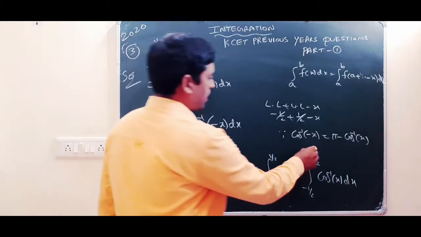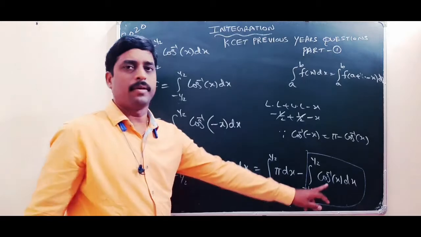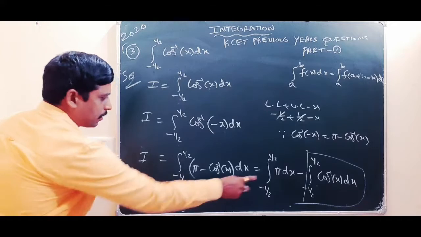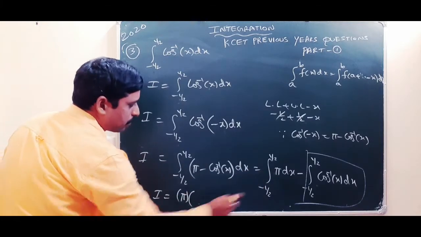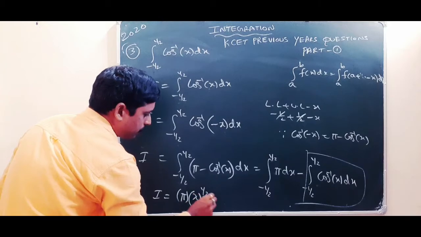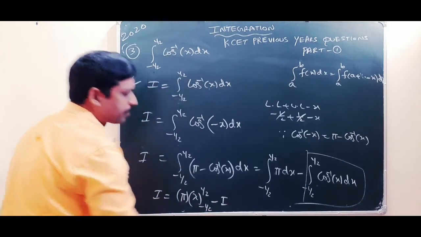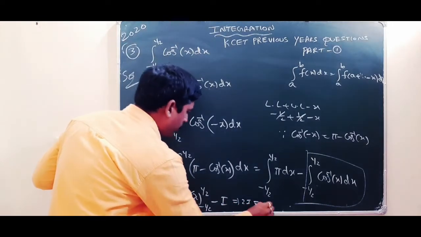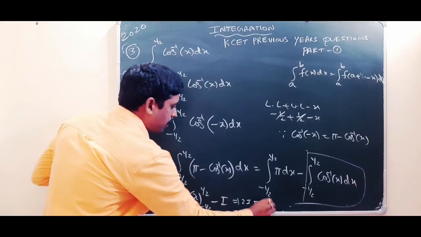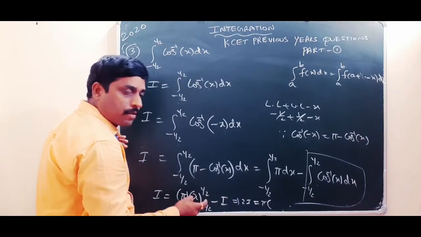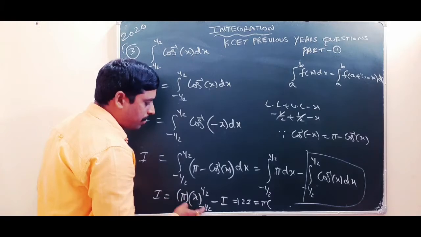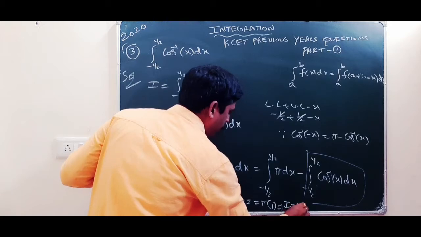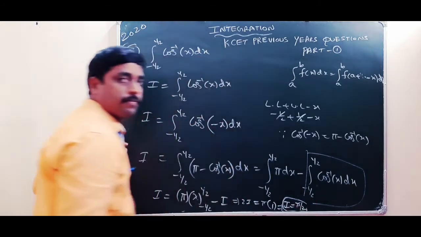Okay, this value will be I. This is the given statement. Therefore, I is equal to pi constant, 1 dx, value x, limits 1 by 2 to minus 1 by 2, minus I. Okay, this minus I we bring to the left side. The 2I is equal to pi times, on replacing x by the upper limit 1 by 2 minus the lower limit minus 1 by 2, this is 1. Therefore, I is equal to pi by 2. What is the answer? Pi by 2 is the correct answer.